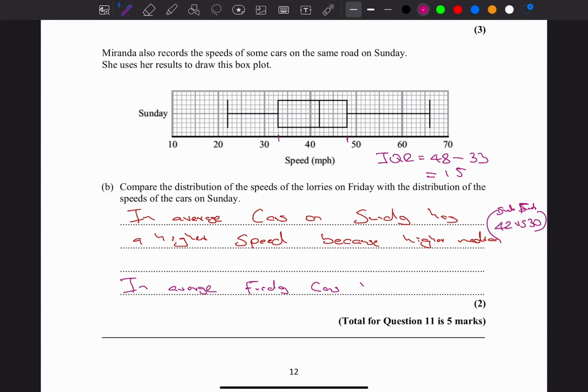cars have a more consistent speed because of a smaller interquartile range, IQR. Okay, so what was the smaller interquartile range on that day, on the Friday? It's 14 versus 15. Okay, that's on your Friday, and this is Sunday.